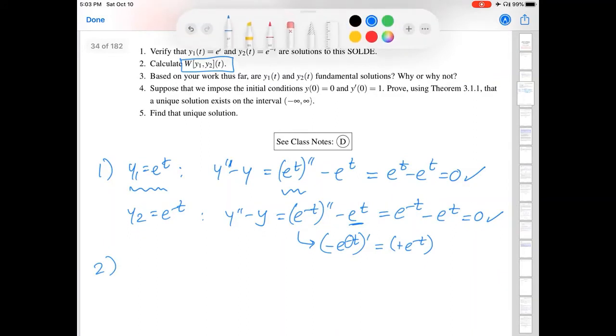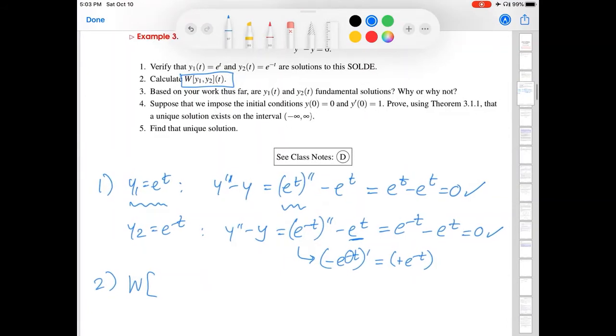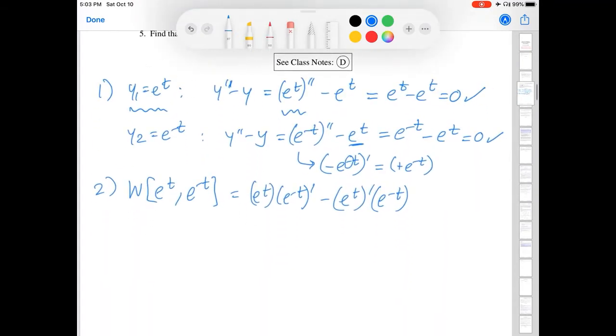So here we are. We're going to calculate the Wronskian. y1 up here was e to the t, and y2 was e to the minus t. So e to the t, e to the minus t. And remember, the Wronskian says y1 y2 prime minus y1 prime y2. Great. And then I'm going to calculate this.